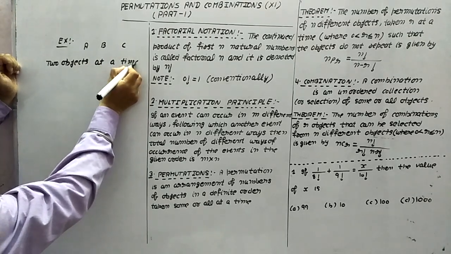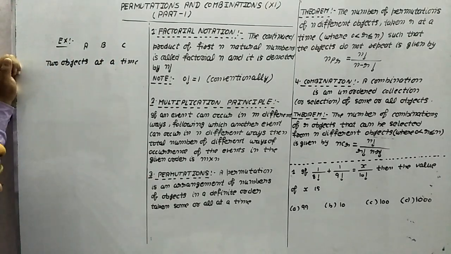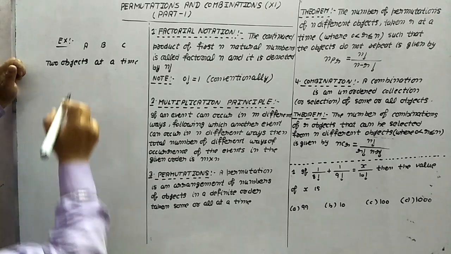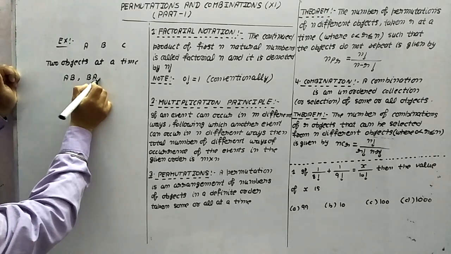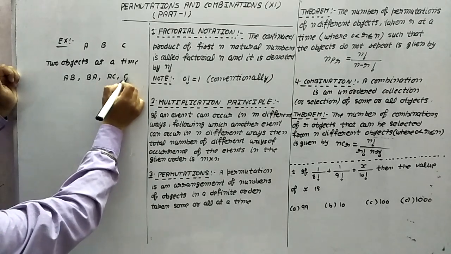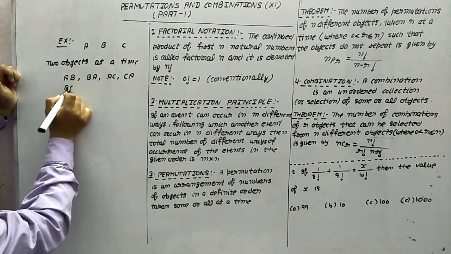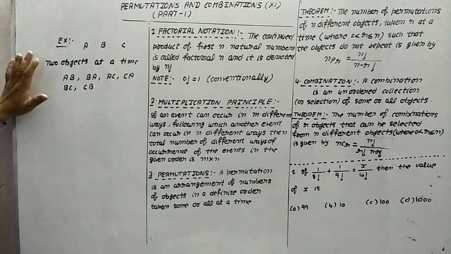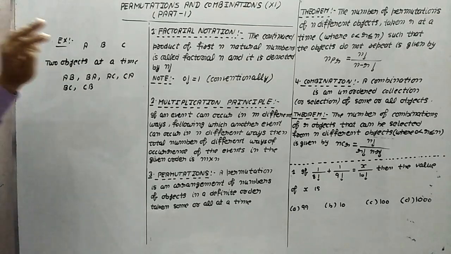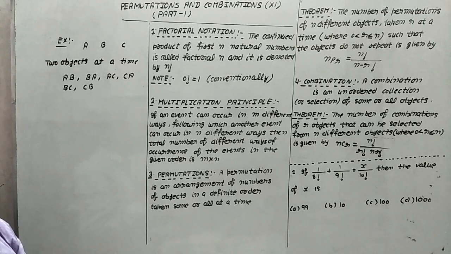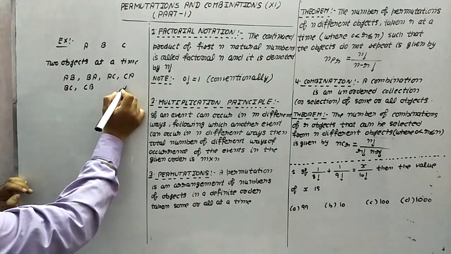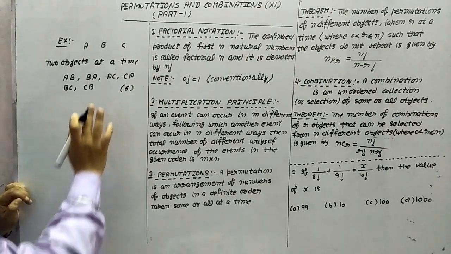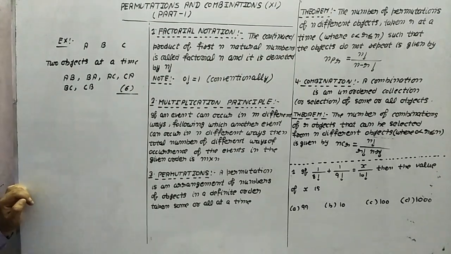My question is this: out of these three, I want to arrange two objects at a time, then what is the number of ways? Look at this. The arrangement can be AB, BA, it may be AC, CA, it may be BC, CB. So now look at this. If out of these three objects I am arranging two objects at a time, then what are the ways? 1, 2, 3, 4, 5, 6 ways. So 6 ways.